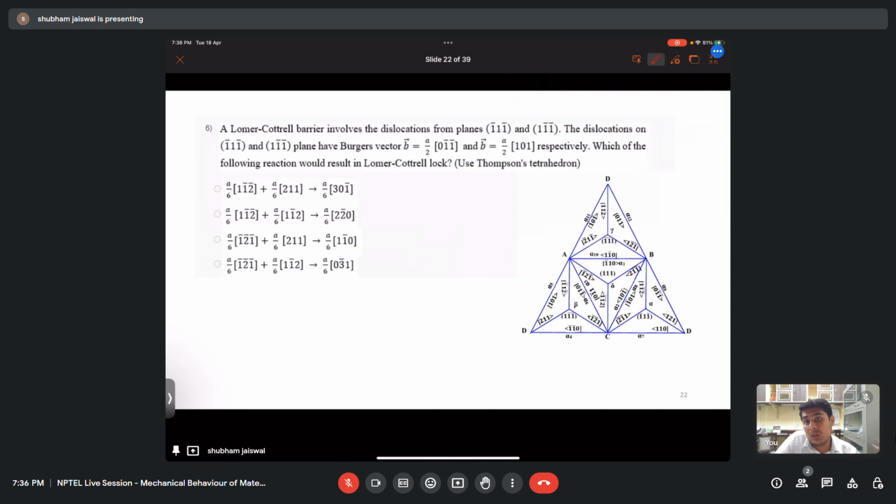Now the next question is also on the Lomer-Cottrell barrier. The question is like this: the Lomer-Cottrell barrier involves dislocations from the 1 bar and 1 bar planes. The dislocations on the 1 bar and 1 bar 1 planes have Burgers vectors B1 and B2 respectively. Which of the following reactions would result in a Lomer-Cottrell lock? And they are asking us to use the Thompson tetrahedron diagram.